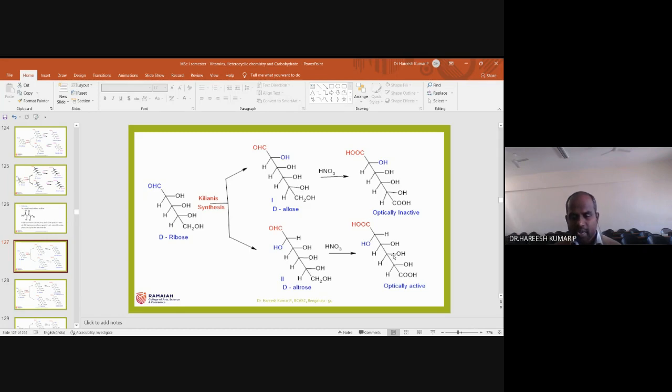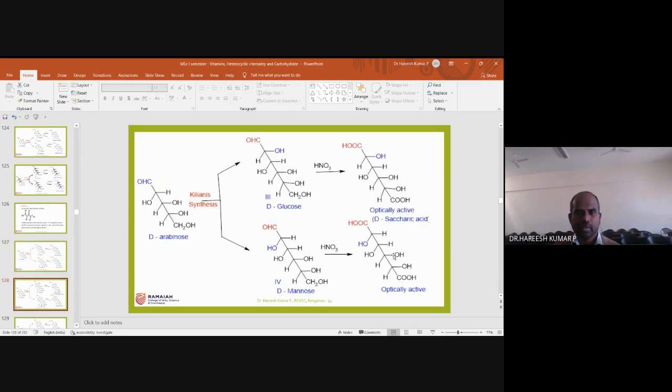So in the next slide, I am taking one more pentose and converting it into a hexose. Here I am taking arabinose. Arabinose is also a pentose sugar, and it is subjected to Kiliani-Fischer synthesis. When it is subjected to Kiliani-Fischer synthesis, the already present aldehyde group is converted into an OH group, and a new aldehyde group is introduced at the first position.